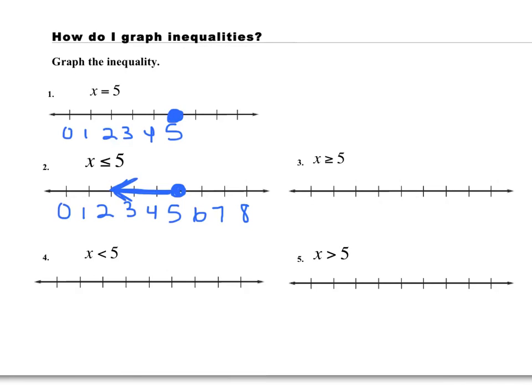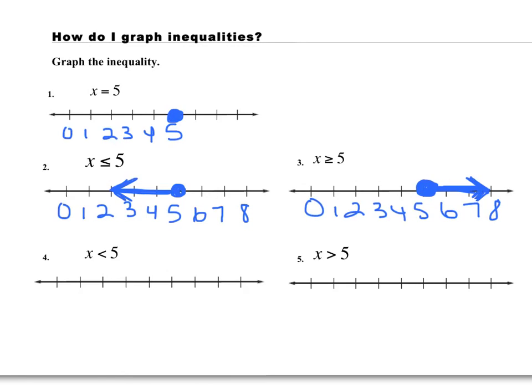For x is greater than or equal to 5, again, it's going to be greater than or equal to. So since it's equal to, it's going to include it. We're going to shade in the dot, and it is going to go to the right, representing that it is going to be 5 or any number that is greater than 5.